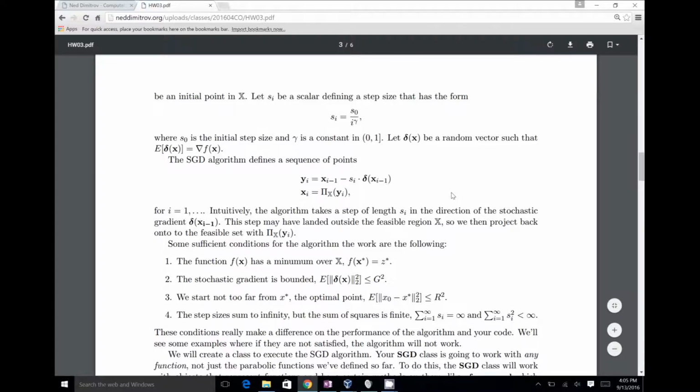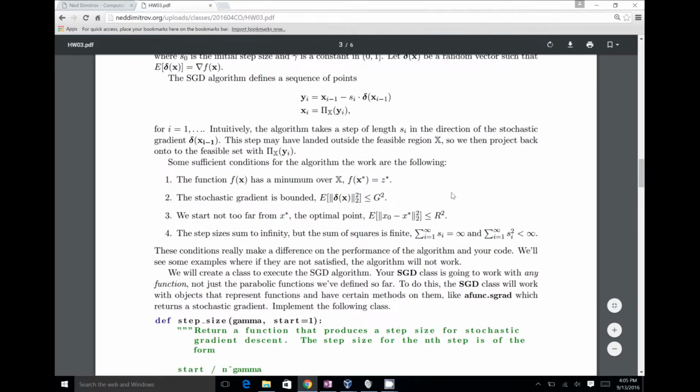So this looks exactly like gradient descent. The current point minus the step size times the gradient. But here, instead of having a gradient, we have a stochastic gradient, a random variable that quite often might point us in the wrong direction, okay? And then this is just a projection step in case you're actually doing something constrained. And here are some sufficient conditions for the algorithm to work. You can change these. It still works under other conditions, but these are the ones we're going to use.